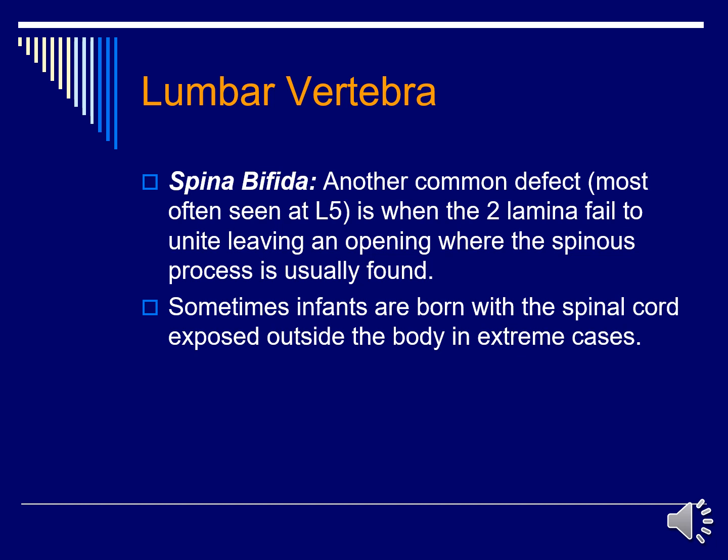Now there is another common defect known as spina bifida, and this is most commonly seen in the L5 area. This is when the two lamina fail to unite, leaving an opening where the spinous process is usually found. Sometimes infants are born with the spinal cord exposed outside of the body in extreme cases of spina bifida.